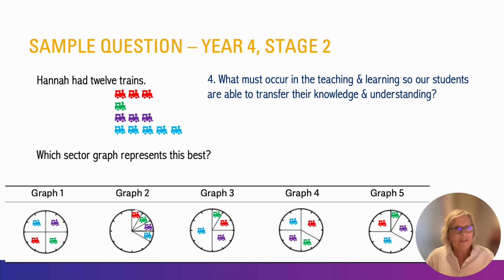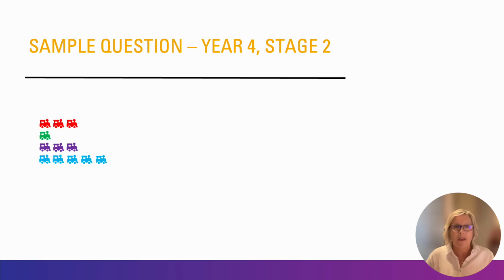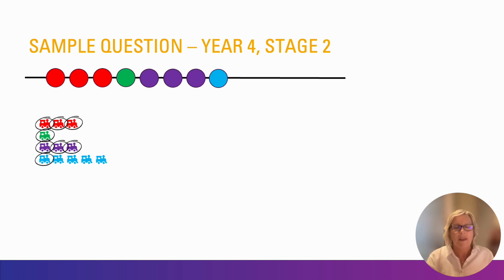So, what is necessary in the learning? Well, we need to consider whether our students can represent data with a sector graph. Consider a data set and discuss the different categories. In this example, by colour. Students then represent the data using coloured beads, which match the categories, threaded onto a string.